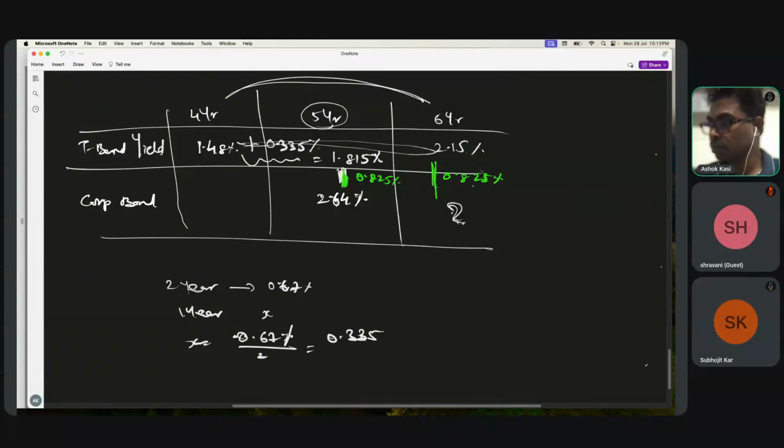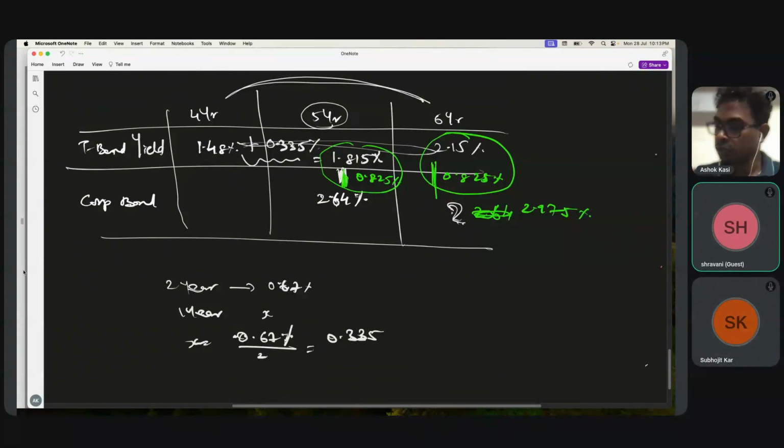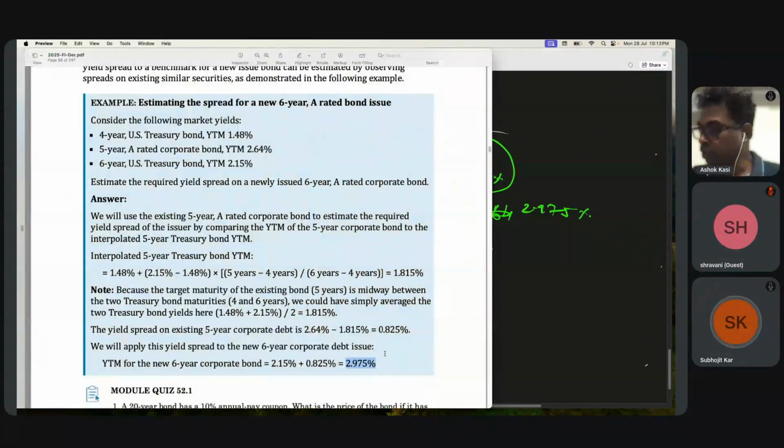It would be 2.64 plus 0.825. No, you just add these two up. See, it's 2.975. Okay, so that is the yield. 2.975.